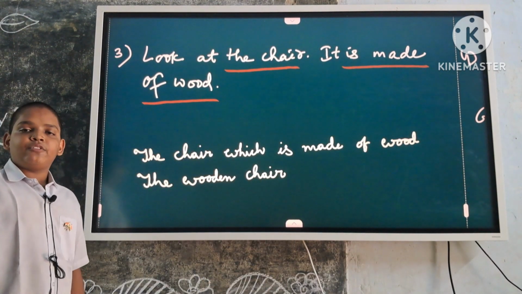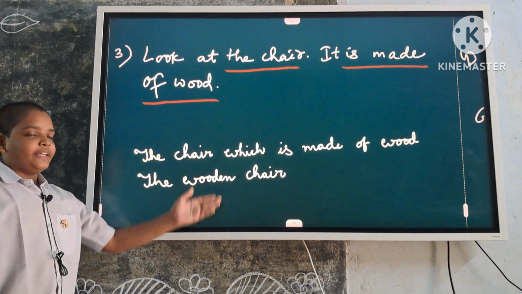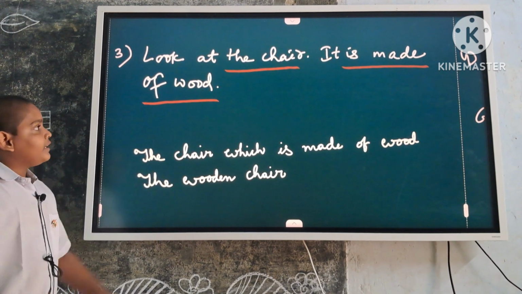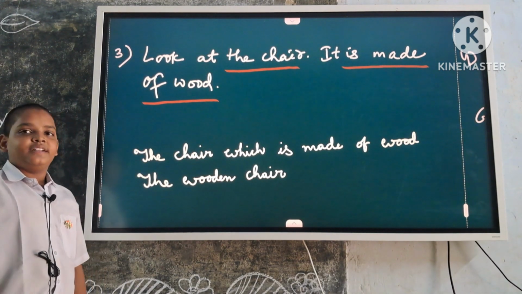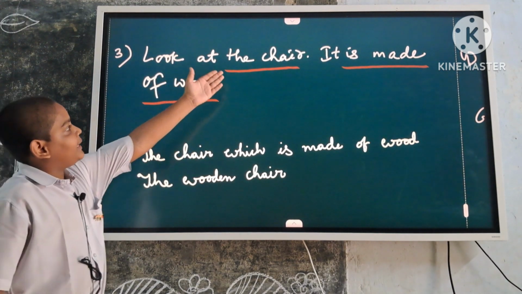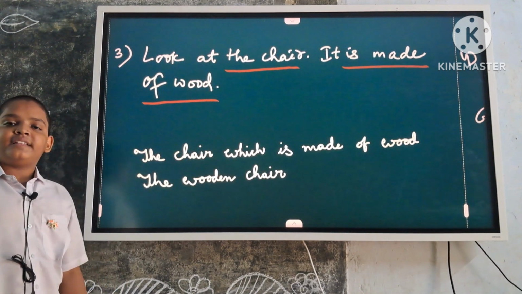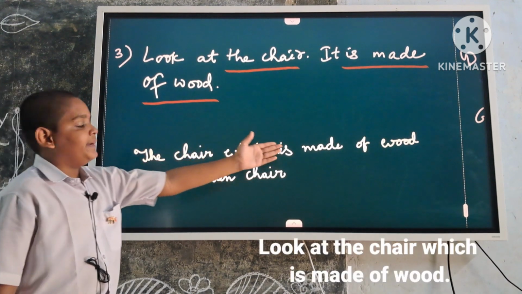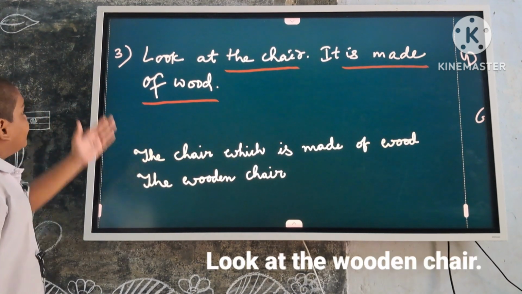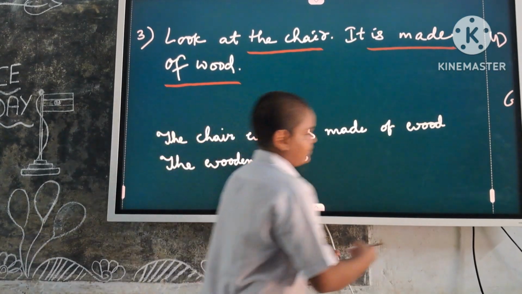The other newly formed noun phrase is the wooden chair. Here wooden is a pre-modifier. Is made of wood can be changed into wooden. Now replace the previous noun phrase with these newly formed noun phrases. We get the answers. Look at the chair which is made of wood, or look at the wooden chair. Next example.